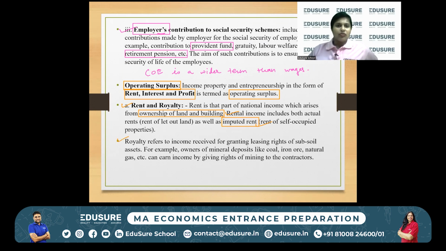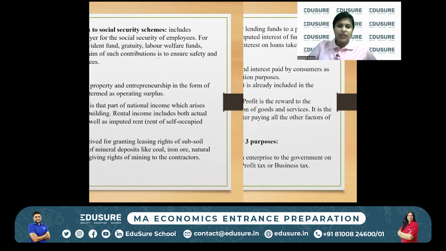Royalty is, so we can just read through this. It is the income received for granting leasing rights of subsoil assets. For example, mineral deposits like coal, iron ore, natural gas, etc. can earn income by giving rights of mining to other contractors. So if you own that land, but you don't want to invest in the mining equipment, the whole mining industry, what you get is royalty. It's basically a part of whatever they own. So that is called royalty payment. So rent or royalty, whatever you get, that's included in operating surplus.